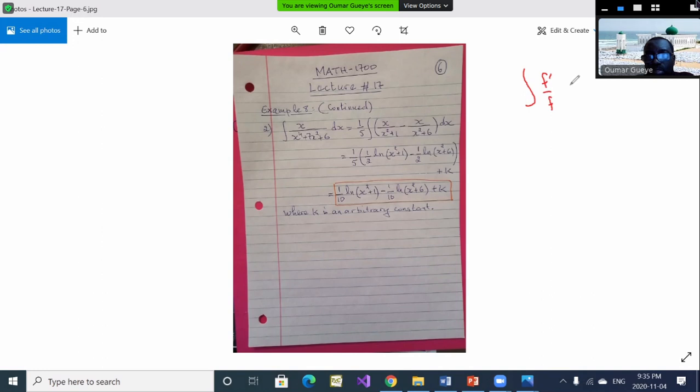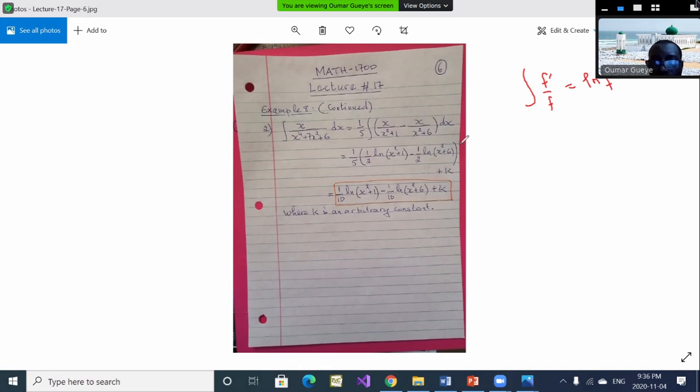And we know this is equal to ln of f. So here, that's exactly what we have, and in this case too. But the reason why we divide by 2 is that the 2 is missing here on the top. So if you differentiate this function, you will get 2x over this, and the 2 cancels out.